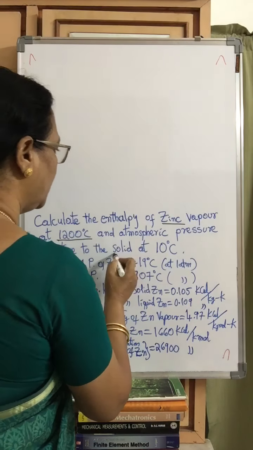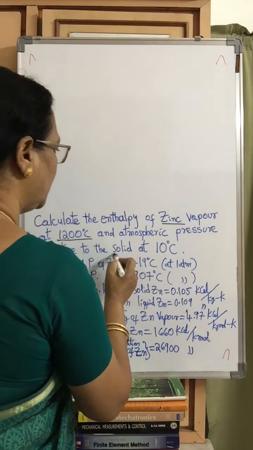So what is Q1? Q1 is the quantity of heat required to raise the temperature of solid zinc from 10 degrees centigrade to 419 degrees centigrade.